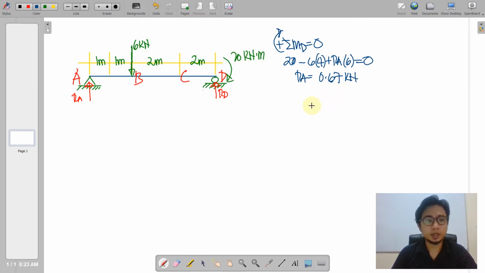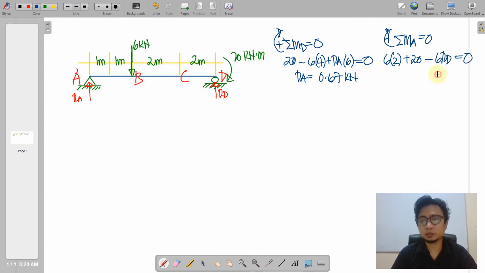So the other reaction, of course, we take moments at E. We have 6 times 2 plus the couple clockwise minus RD counterclockwise multiplied by 6, and that is equal to 0. So that RD is equal to 5.33.